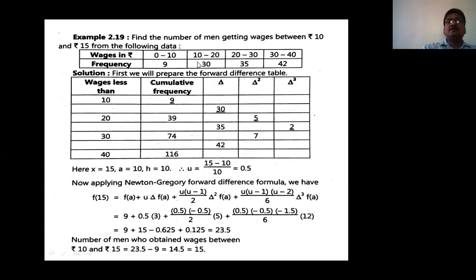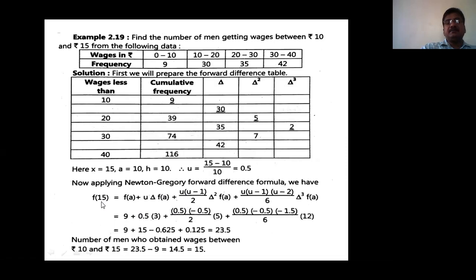So in this example, the values of x and y are not given in the table, because we have to find the number of men getting wages less than 50. And x is 50. Prepare the forward difference table. And then x is 50. a, the first value, is 10. h, the common difference, is 10. And then u is what? x minus a divided by h. So 0.5. And then write the general formula of Newton's forward difference. This is the general formula. And then substitute the values.